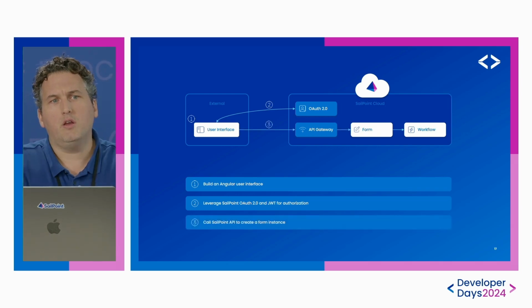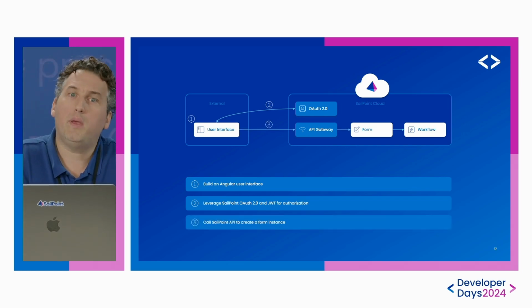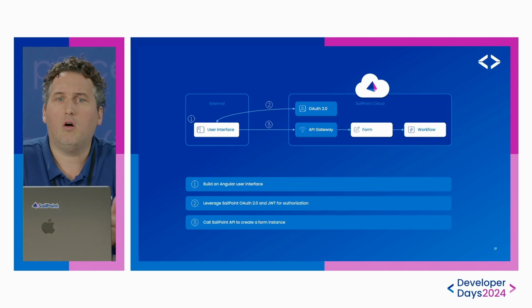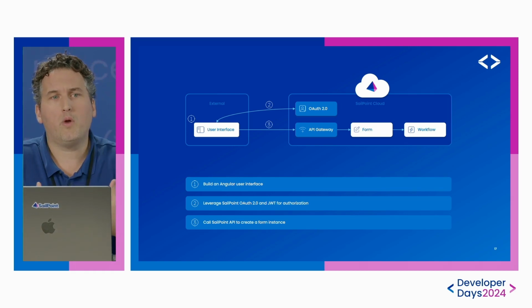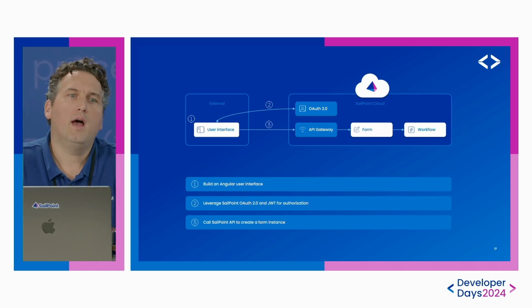The next thing we're going to do is we're going to call our APIs. And so we're going to leverage a call to go create a form instance. And so what we're going to do is pass a reference to that particular form that we want to create an instance to.